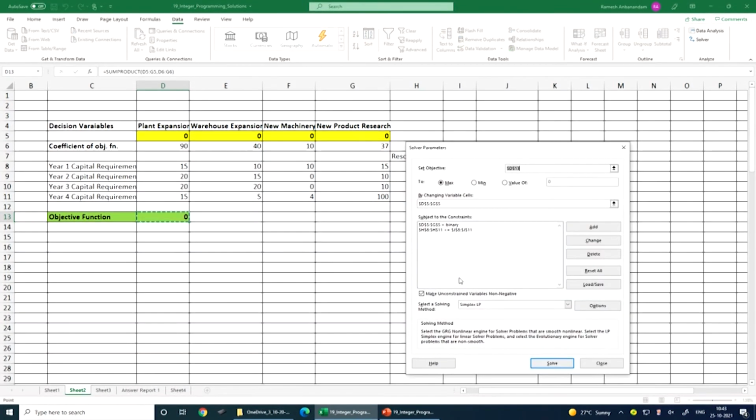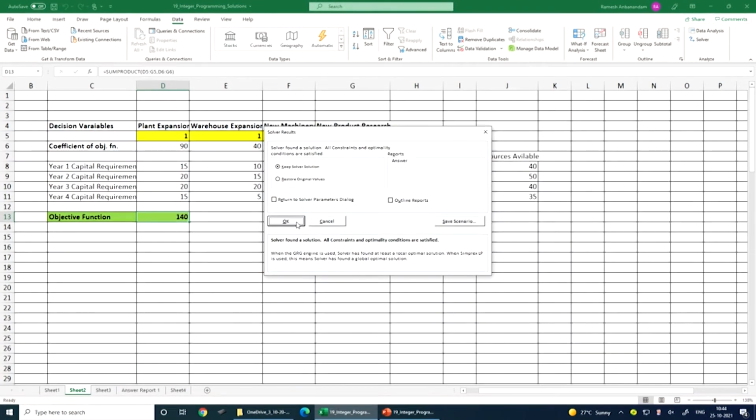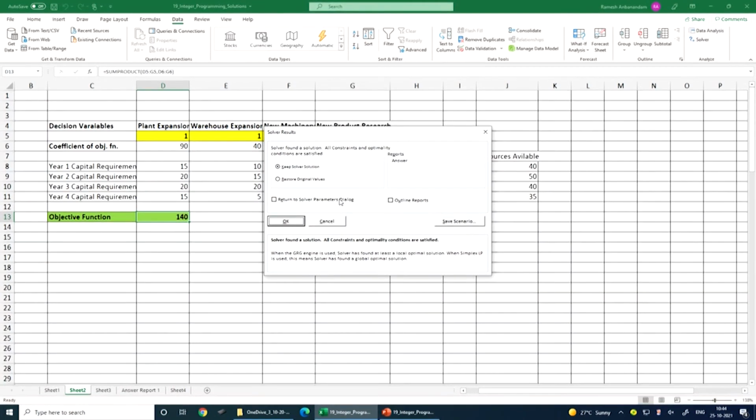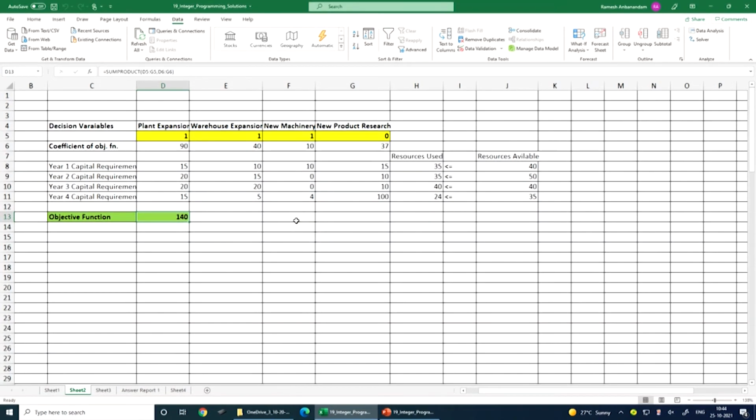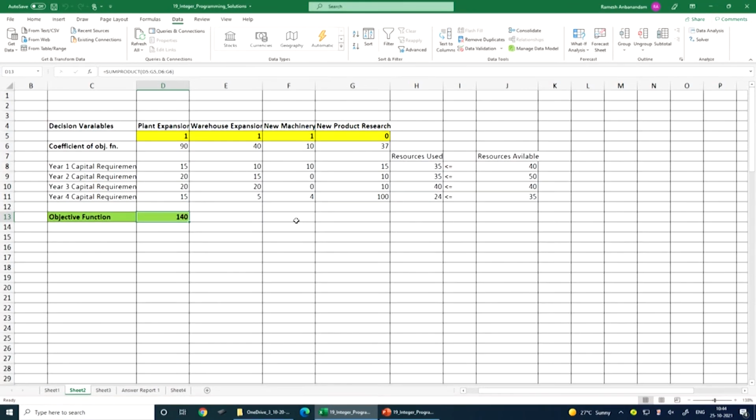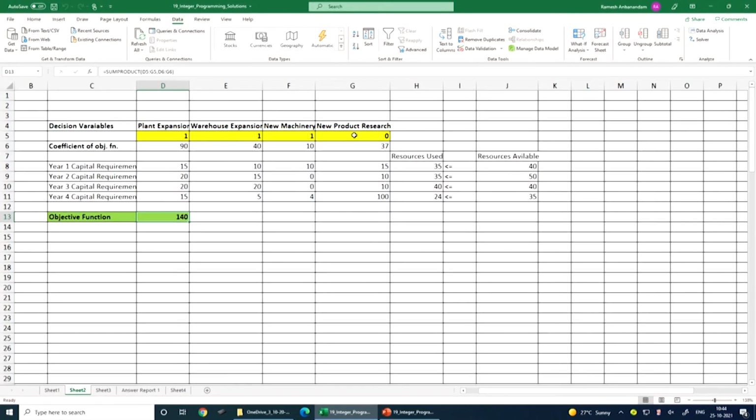So, when I solve it, you see one more thing: since it is integer programming, only the answer report is available, there is no sensitivity analysis. Press OK. Now, looking at the result, I have to go for only 3 options. What are they? Plant expansion, warehouse expansion and purchase of new machinery. I should not go for new product research.